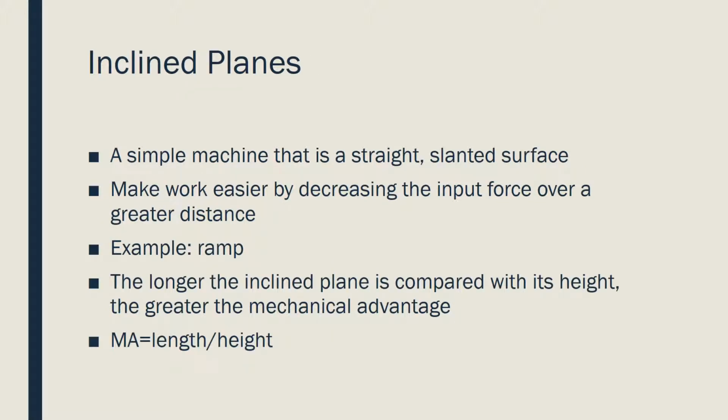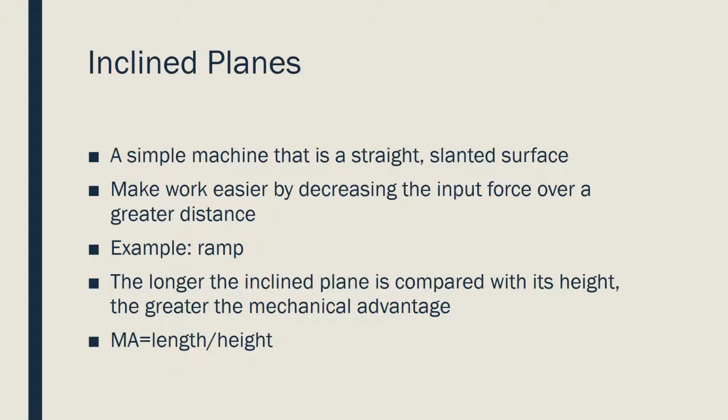That has a straight slanted surface. It makes our work easier by increasing the distance that we have to go, but it decreases the force. If you think about pushing something up a ramp, that's definitely the best example we have of an inclined plane. You have to push it farther, but you have to put in less work to push it up.